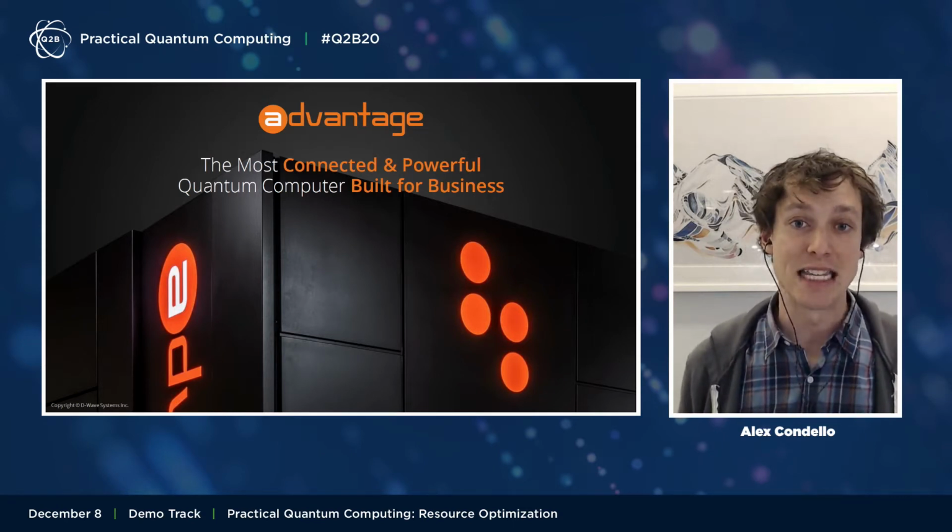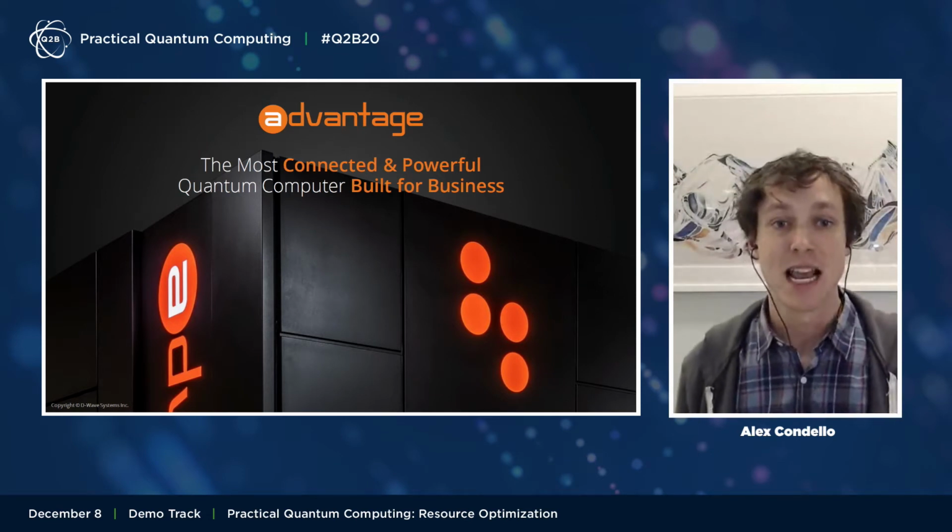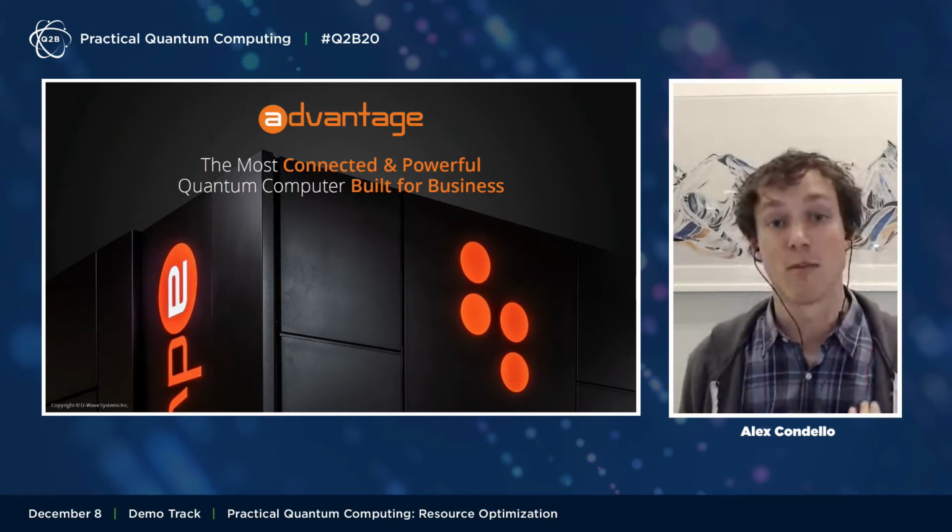I'm also really excited to be talking to you all today because we've recently released our new Advantage system. This is our 5,000 qubit, 45,000 coupler system that is built from the ground up with practical problems and business in mind. We have built this system to be larger and more complex and to solve denser problems based exactly on the sort of feedback that we got when we tried to solve practical problems using our system.